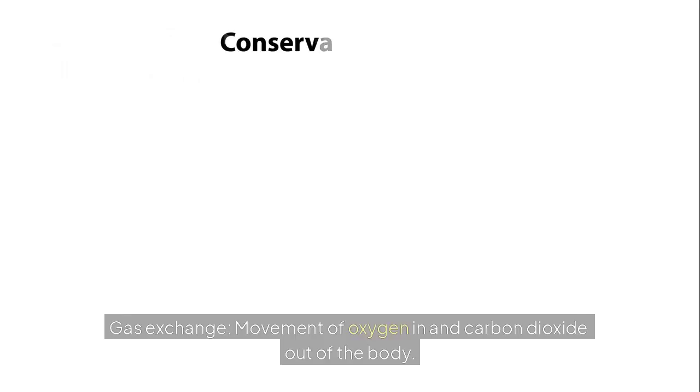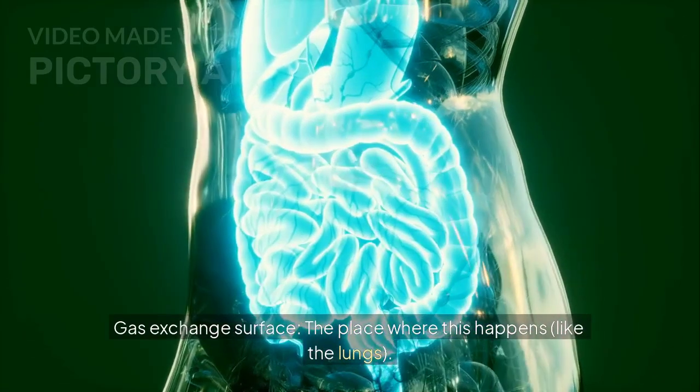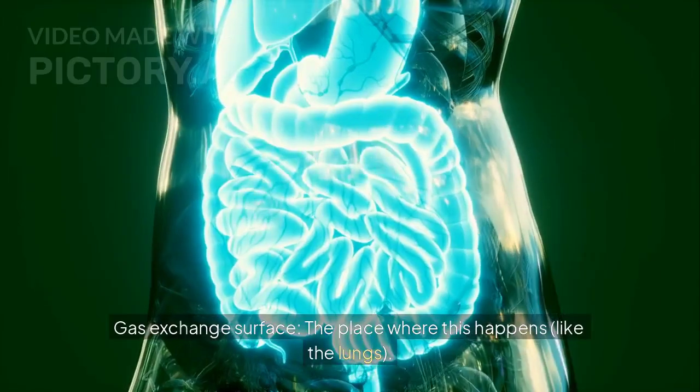Keywords. Gas exchange: movement of oxygen in and carbon dioxide out of the body. Gas exchange surface: the place where this happens, like the lungs.